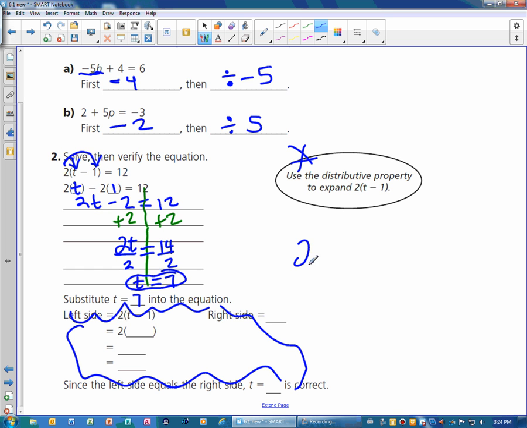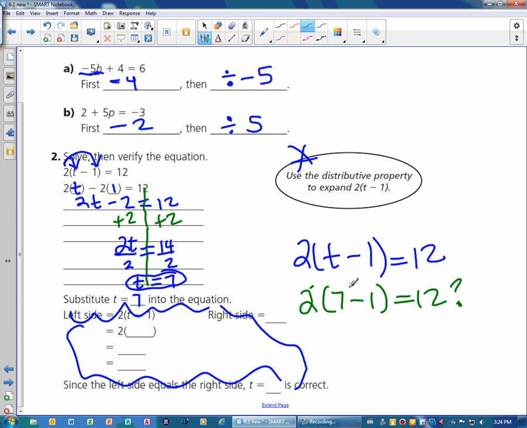My question was 2t minus 1 has to equal 12. So, since I said t is 7, I've got to check. Does 2 times 7, because t is 7, minus 1 make 12? That's what I'm checking. Well, 7 minus 1 is 6. Multiply it by the 2. Does that make 12? Sure does. Okay, so that's how I'd like you to check. Don't bother with this left side, right side. You can ignore that stuff in your booklet.